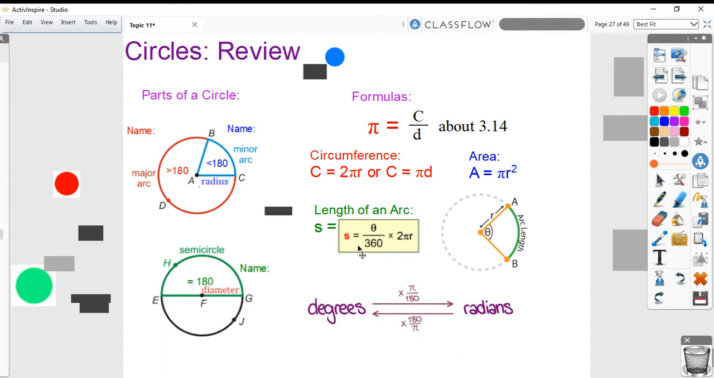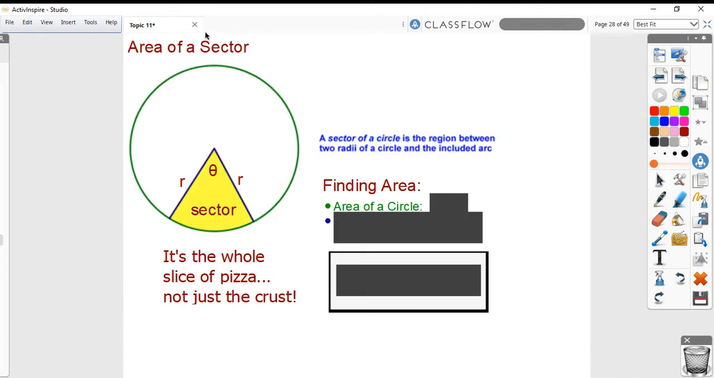So all of these things are going to come up as you look at your Canvas problems today. There's some review, but there's also going to be some new stuff, and that's what we're about to look at right here. This new stuff is the area of a sector.